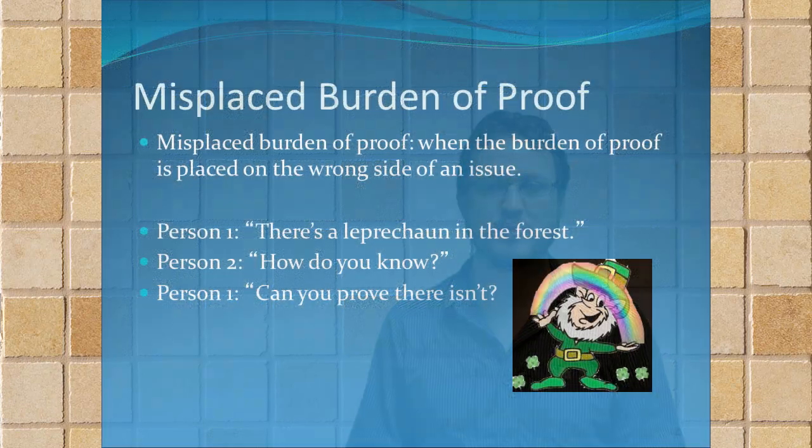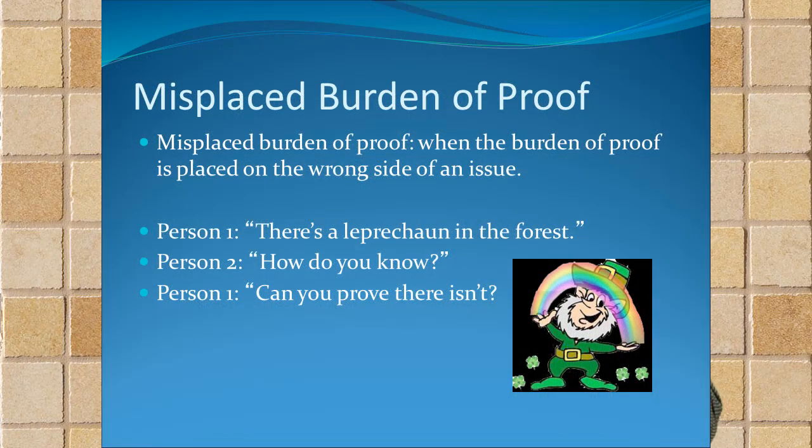Okay, so let's move on to the last couple fallacies, and we'll do a few more examples. So the next one very commonly comes up with arguments for and against God, and it's called the misplaced burden of proof. And before I get there, let me back up and let me say what we tend to mean by the burden of proof.